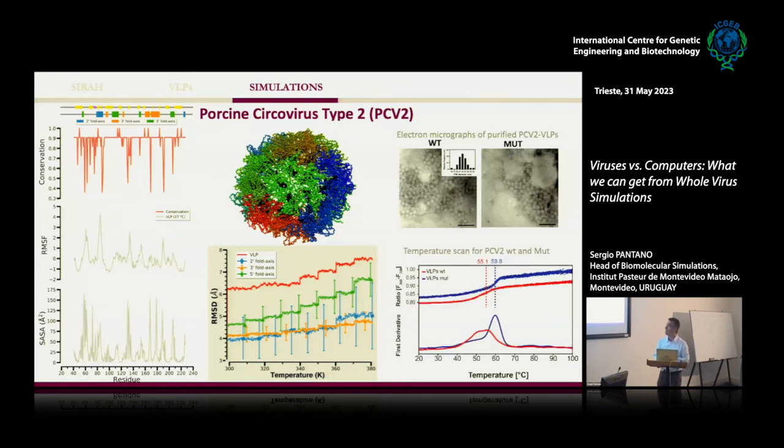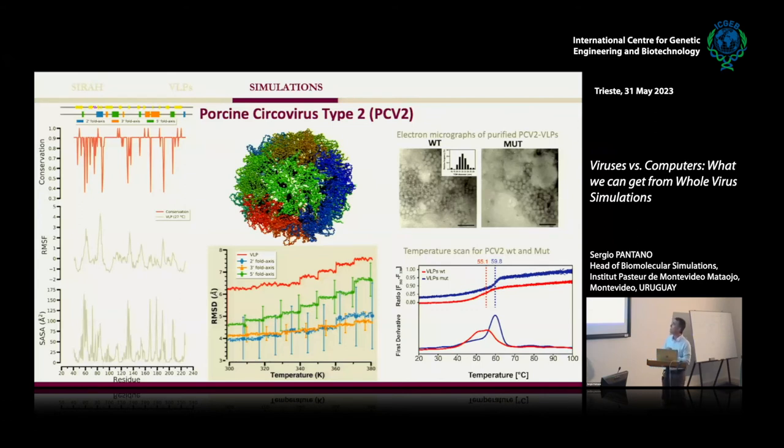And the most interesting thing in relation with all that is that when you expose the VLPs to temperature, what you're seeing here is the ratio of fluorescence at 350 and 330, which essentially tells you about the exposure of tryptophans and tyrosines in the structure of the capsid.